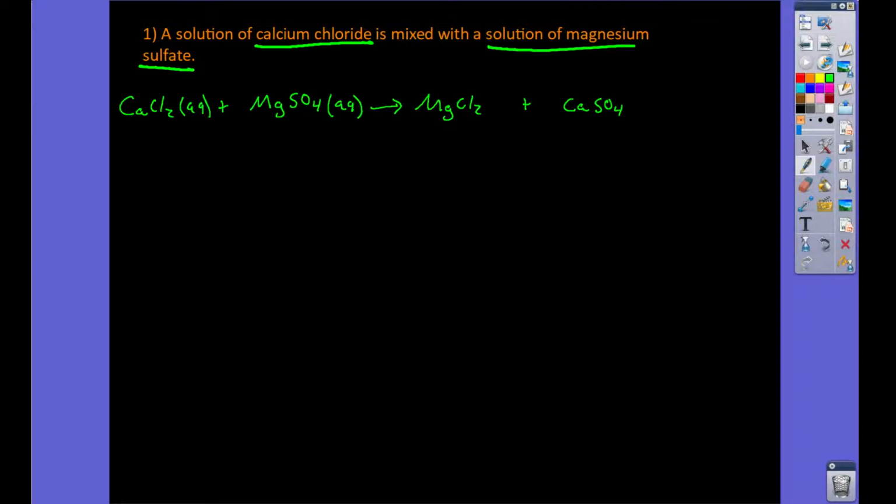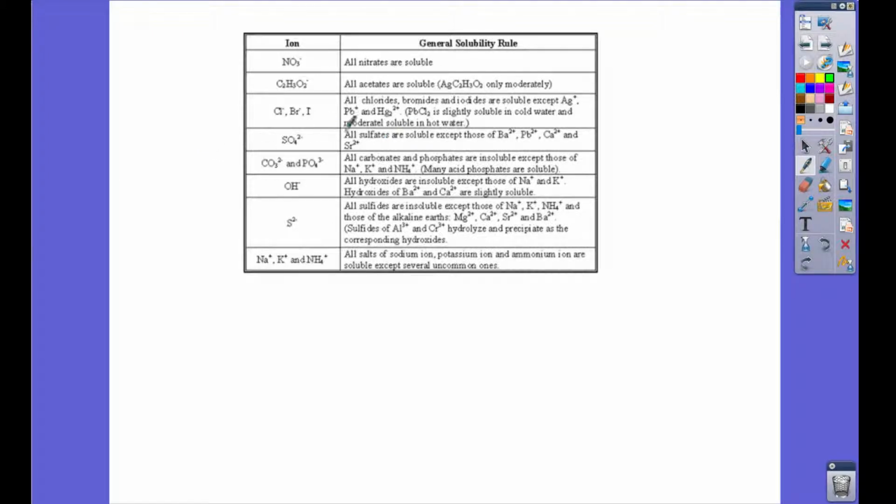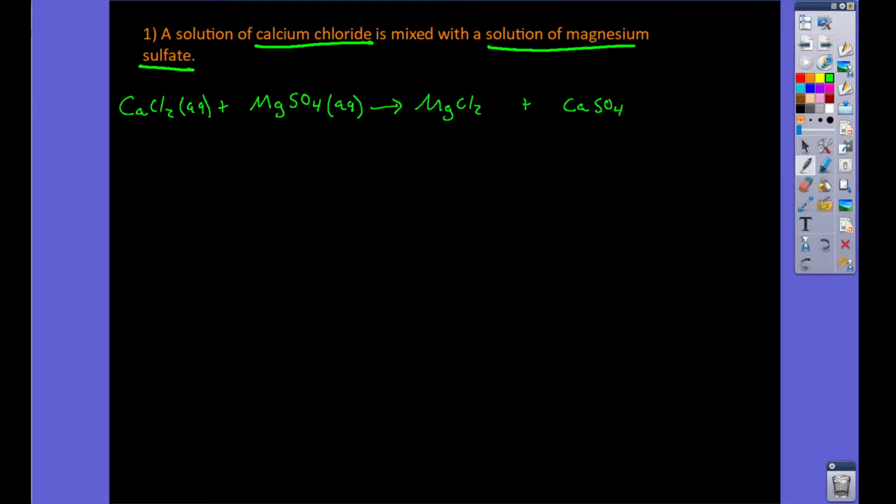So for magnesium chloride, we're going to go ahead and take a look at our solubility rules. For chlorides, we have all chlorides, bromides, and iodides are soluble except Ag+, Pb+, and Hg2+. So since magnesium chloride is not one of these exceptions, we know that magnesium chloride is going to be a soluble compound, and so we would write that out as aqueous then.